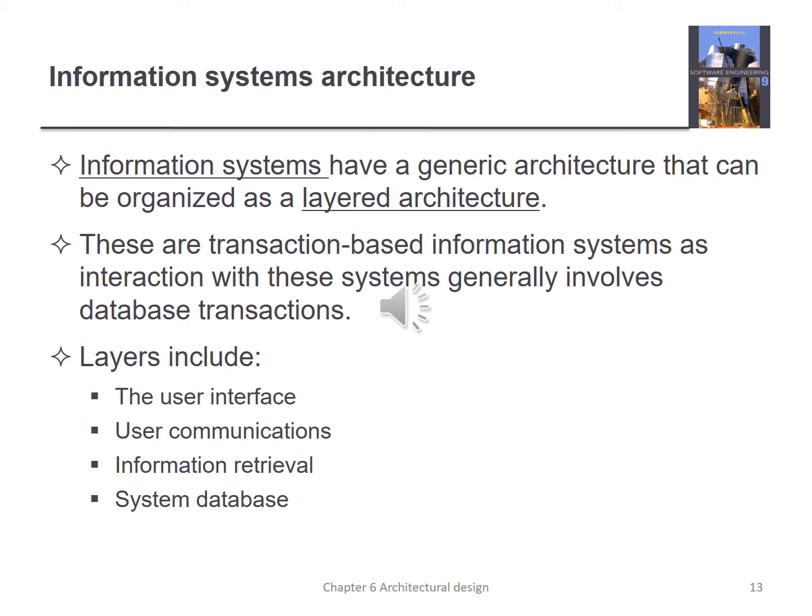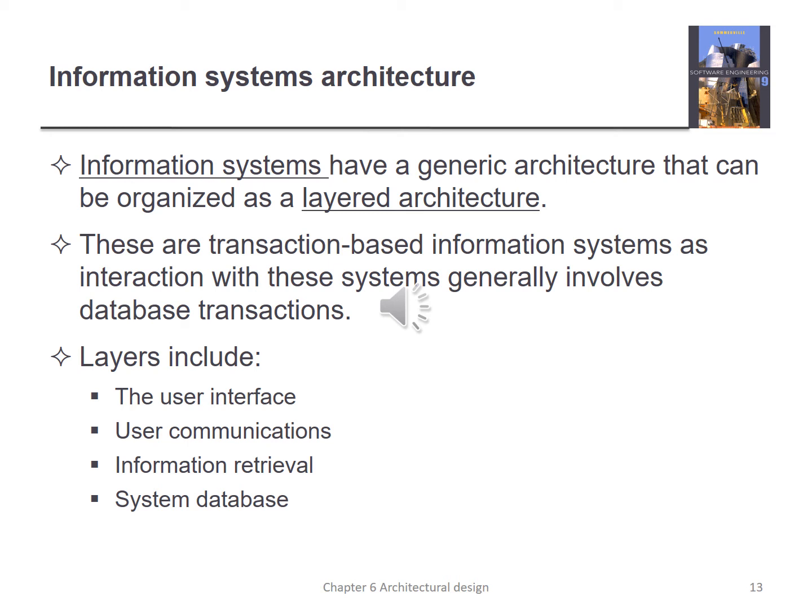So for information system architecture, I think probably it will resemble, or it will use, the layered architecture as the pattern which we could use here. Why? Because if you look at the layers, first of all, it's the user interface, which is the screen, the input, where you input the parameters. Then the user communication, then information retrieval, and then the database down there.